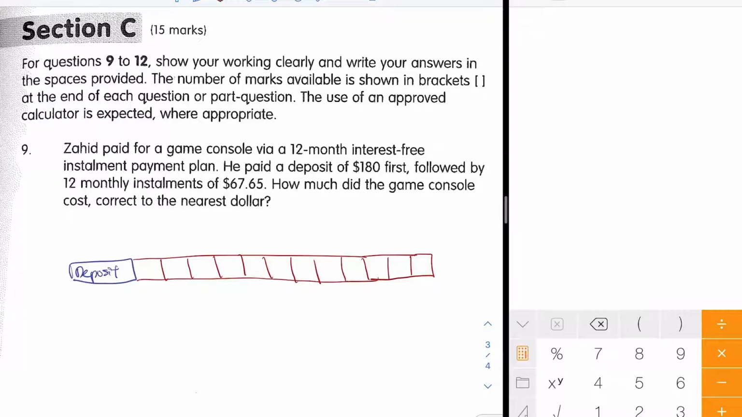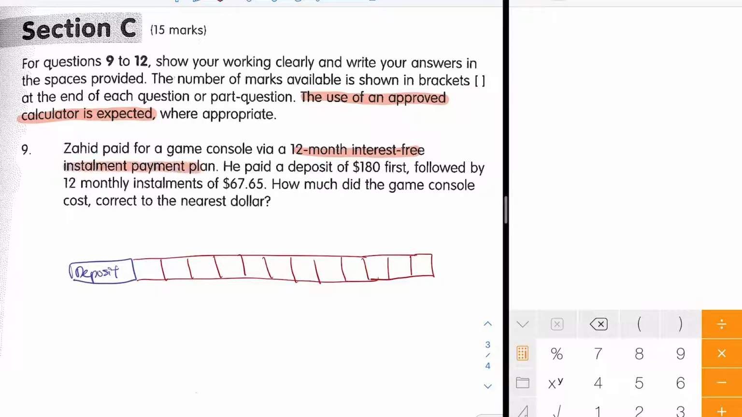Now we come to section C, word problems. As stated, the use of an approved calculator is expected, so please get it ready. Question 9. Zahid paid for a game console via a 12-month interest-free installment plan.